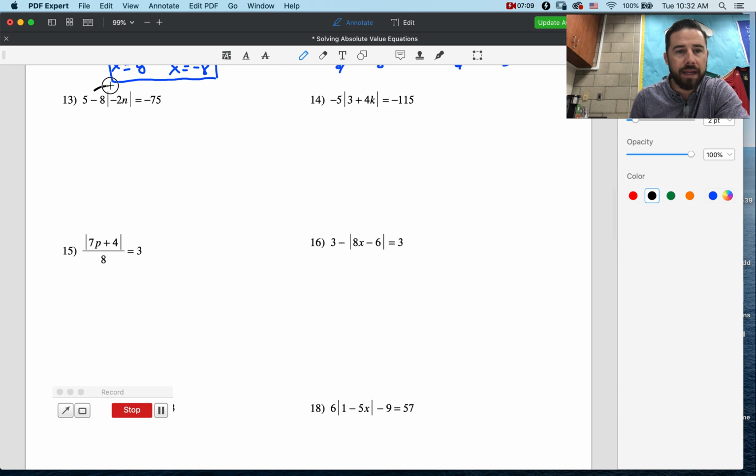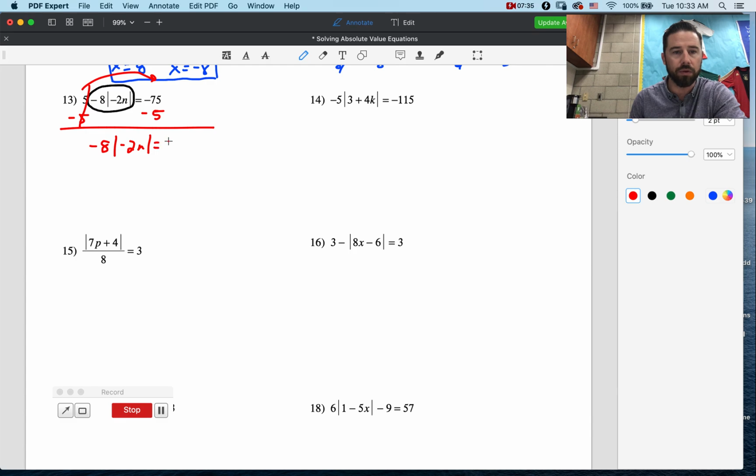This negative 8 is stuck to the absolute value. It's stuck because it's being multiplied. That means we can move this 5 over here. We can subtract 5 because it's positive, and we can subtract 5. Gone. So what we have is negative 8 stuck to our absolute value equals negative 80.